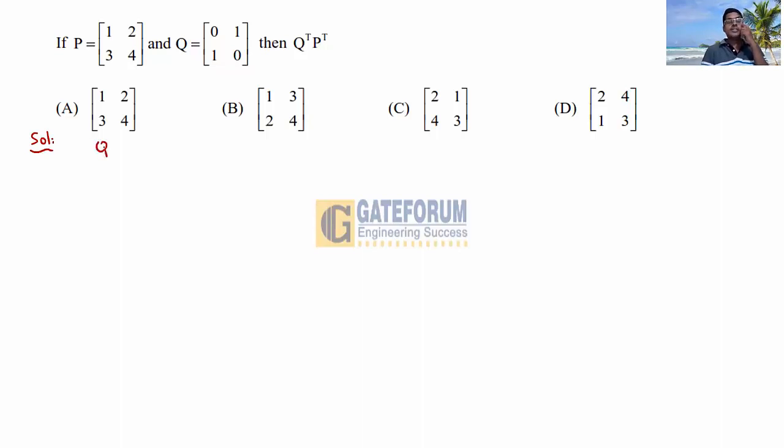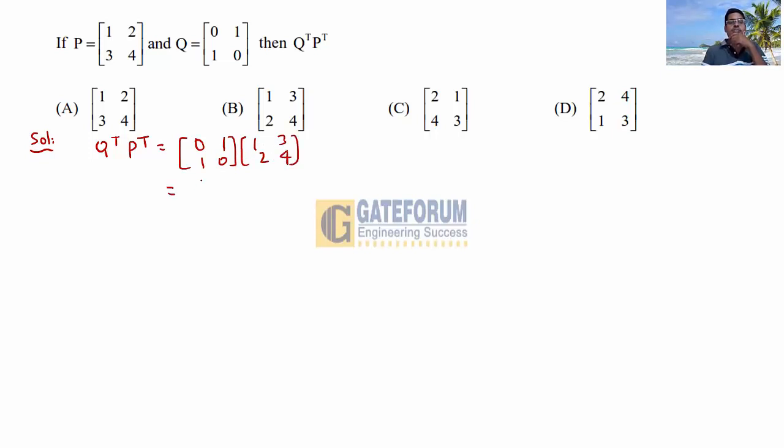transpose of a square matrix or any matrix means interchanging rows and columns. So Q transpose into P transpose directly. Q is 0, 1, 1, 0. On transposing, please remember diagonal elements won't change their position. So you will be getting 0, 1, 1, 0. Q is nothing but Q transpose, so you can also say this is a symmetric matrix Q. P transpose is 1, 3, 2, 4.